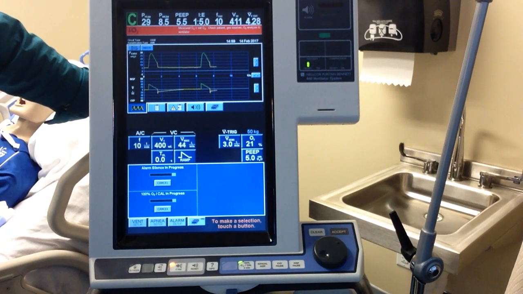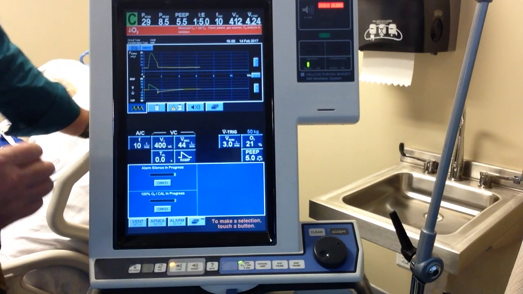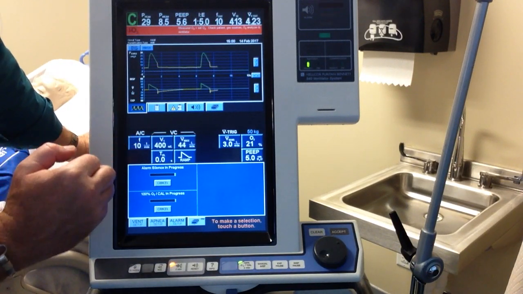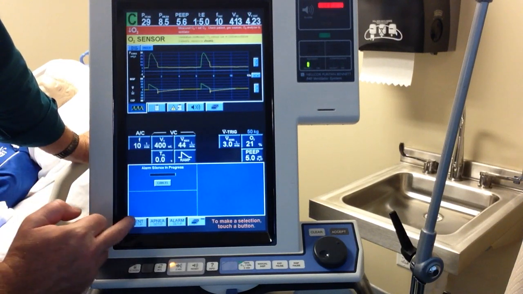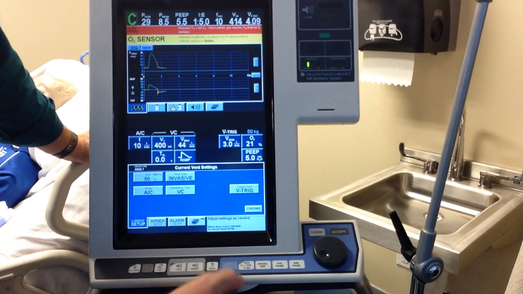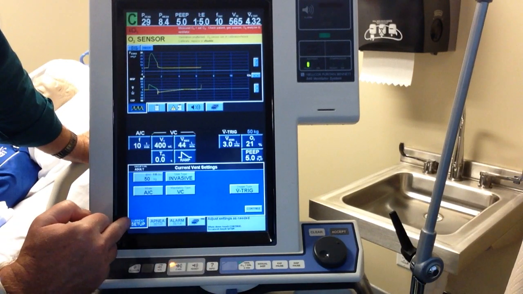That is assist control. Every breath, whether the patient triggers or the machine gives, is going to be whatever tidal volume is set. So if we go to assist control, go to assist control and go back to current setup.